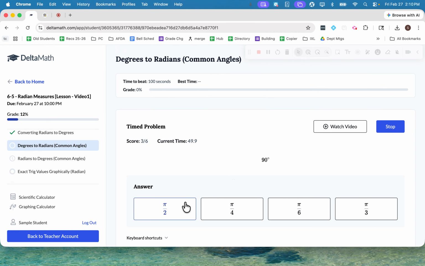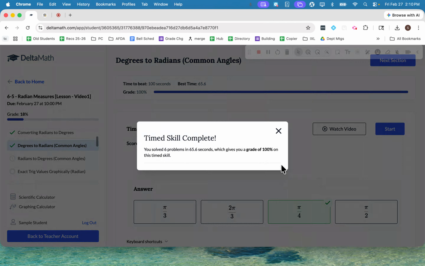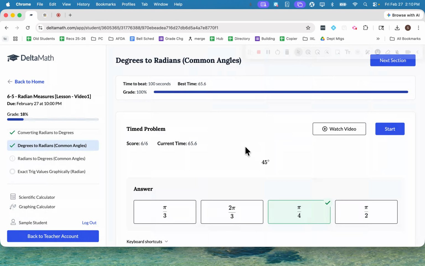90 degrees, that's half a pi, because that's halfway around the circle. 120, yeah, again, it's the 60-degree slices, which are thirds. 45, these are what I call the quarter slices. And so 1/4.